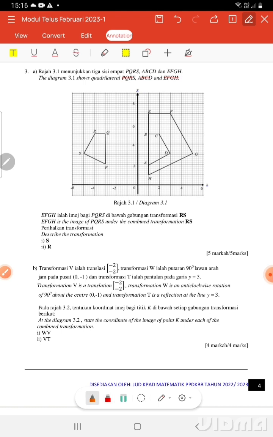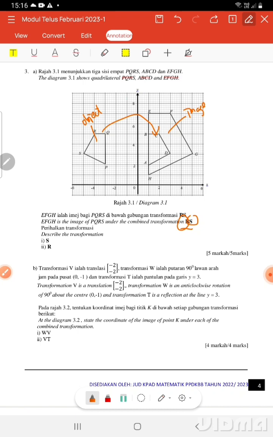So EFGH is the image of PQRS. EFGH, the bigger one, is the image of PQRS. So this one is the object, under the combined transformation RS. Describe the transformation S and also S followed by R. This one is easier for you, because you can see clearly what happened from this one to this one: yes, reflection.